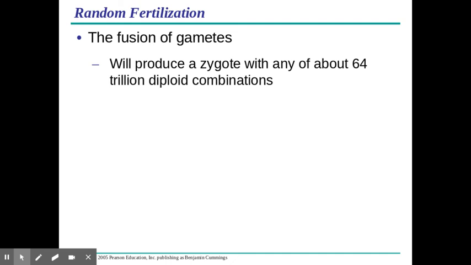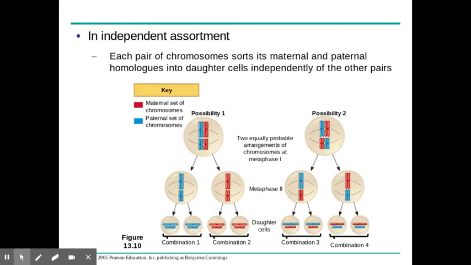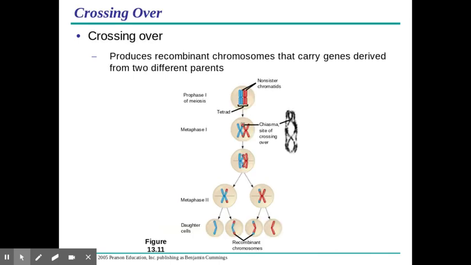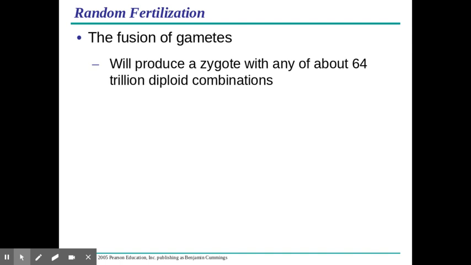And the last one is called random fertilization. So remember from the independent assortment one that we just went through, that 50-50 one, we created over 8 million different possibilities in a single gamete. Now we have random fertilization, where we can produce a zygote with about 64 trillion different combinations. And that's before even considering crossing over. This is just from random fertilization and independent assortment.